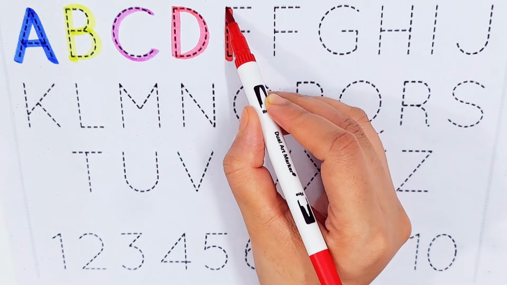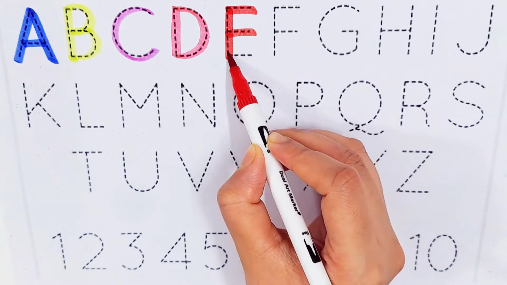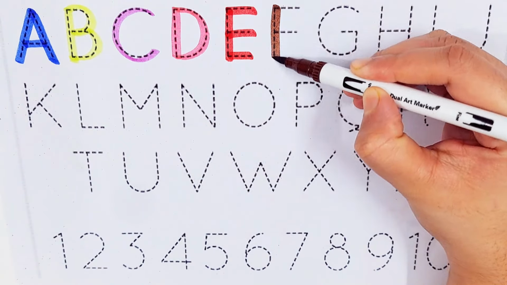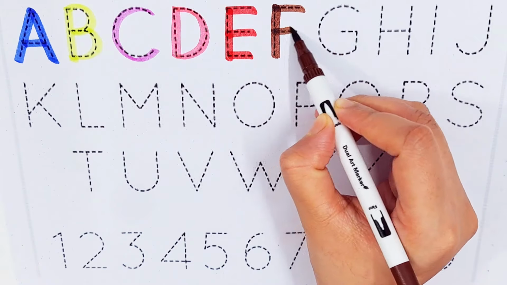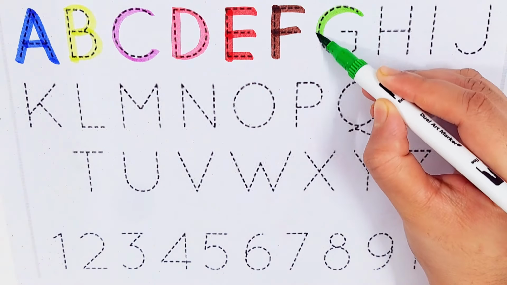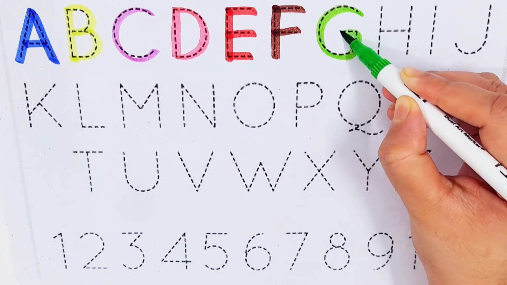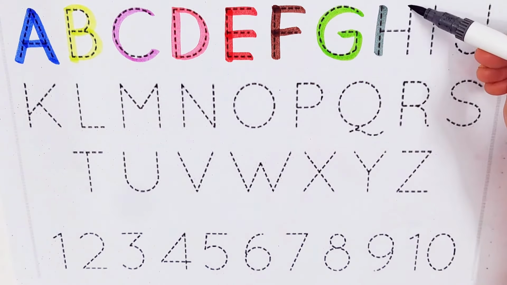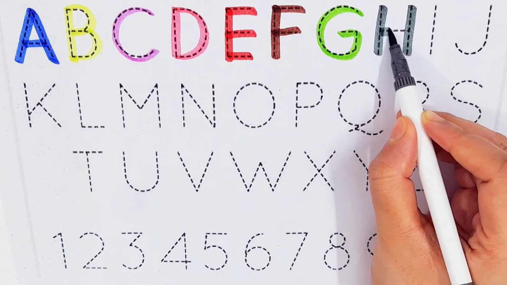Red color. E. E for elephant. Brown color. F. F for fish. Green color. G. G for glass. Gray color. H. H for horse.